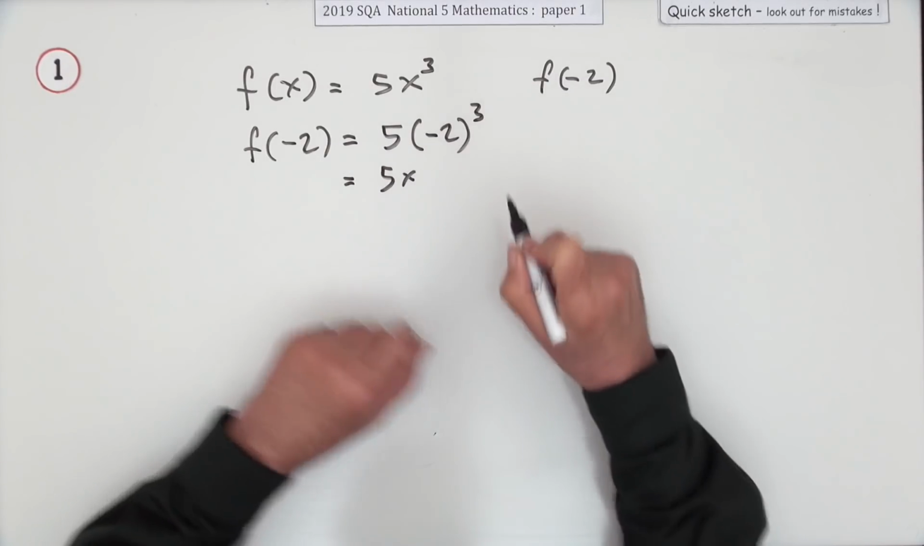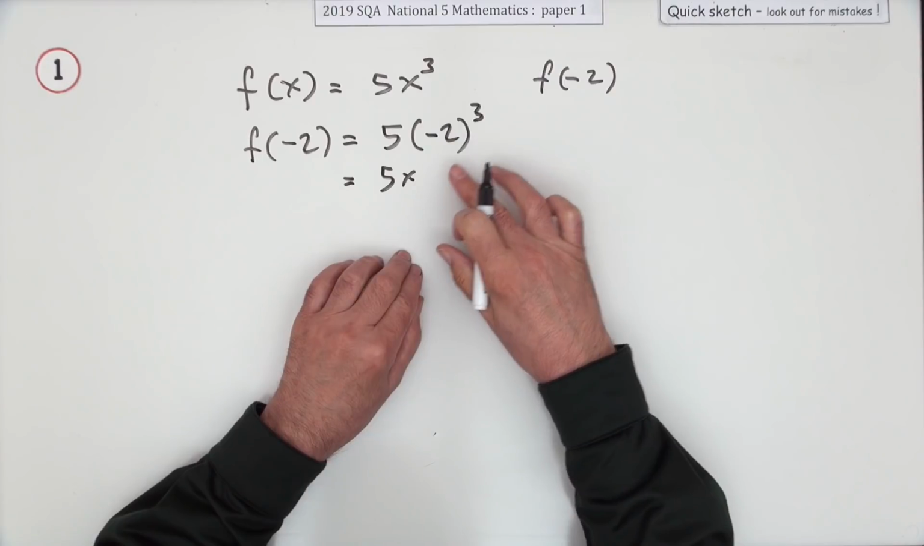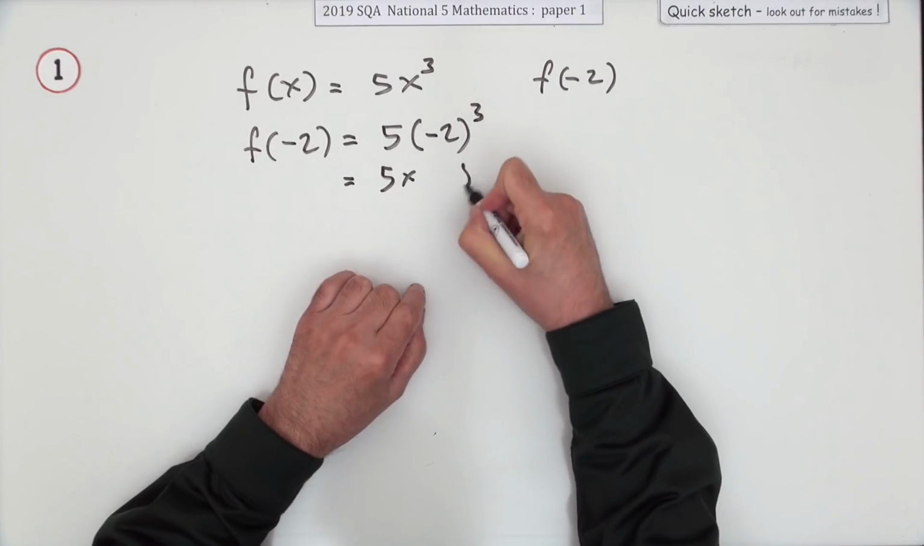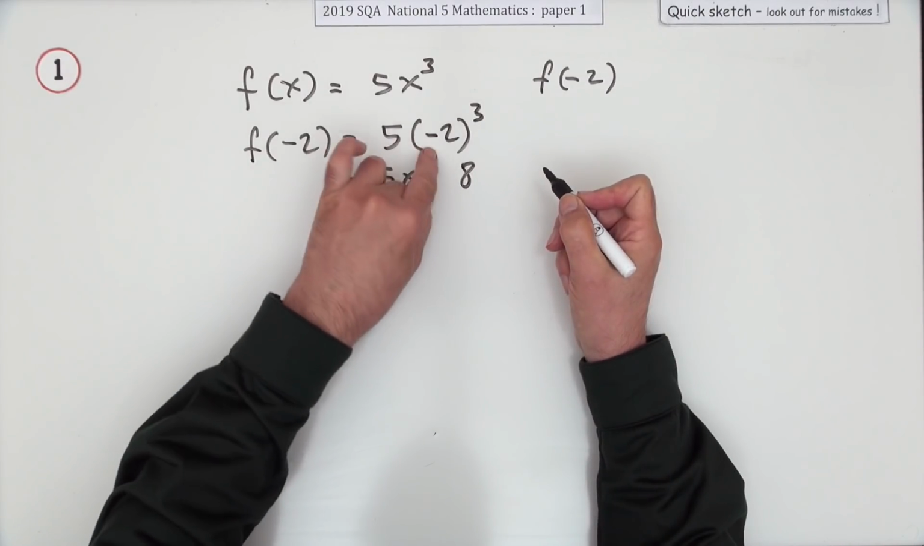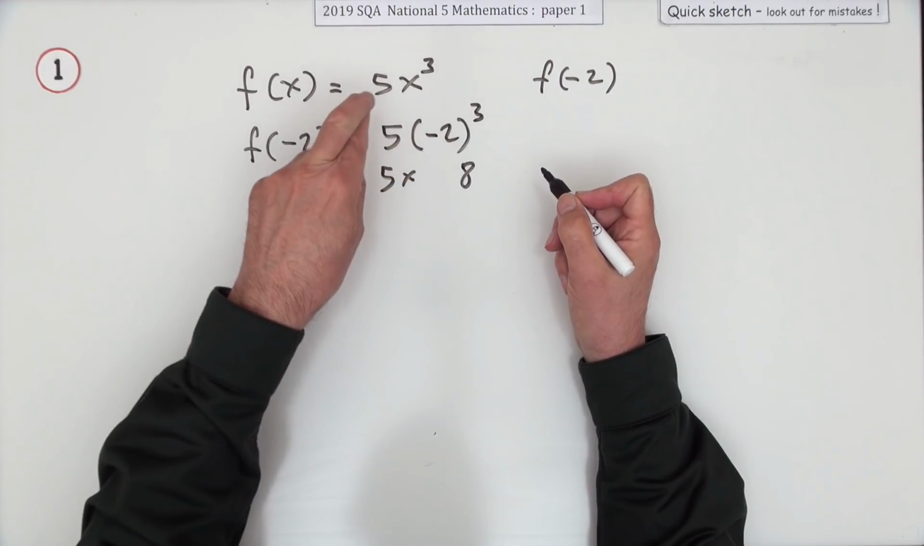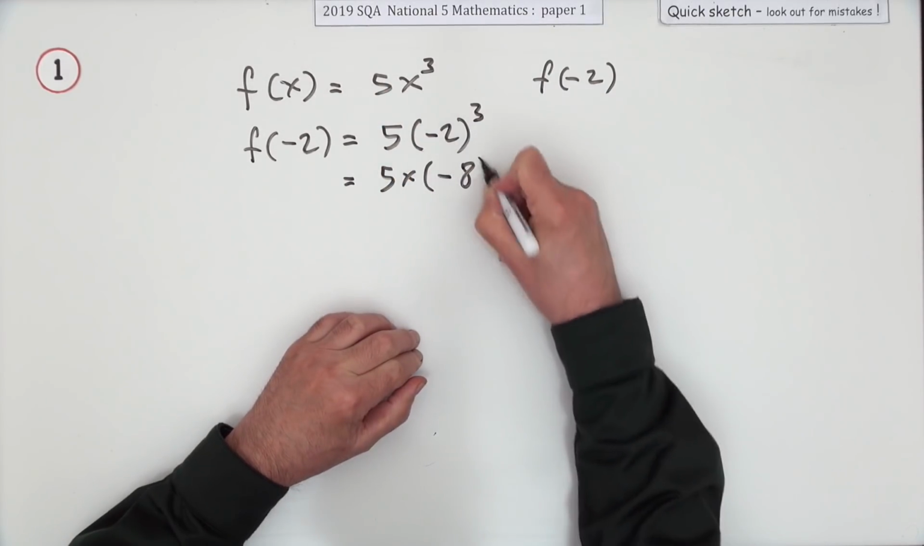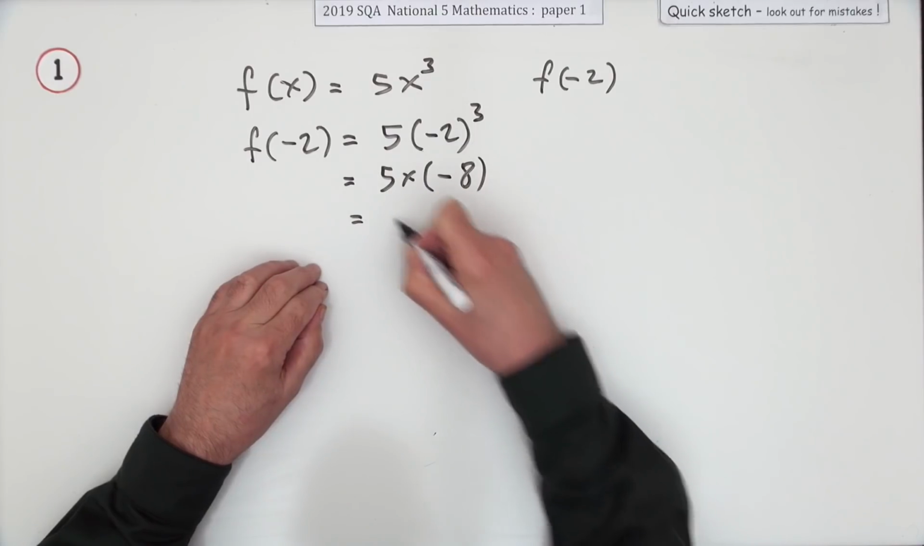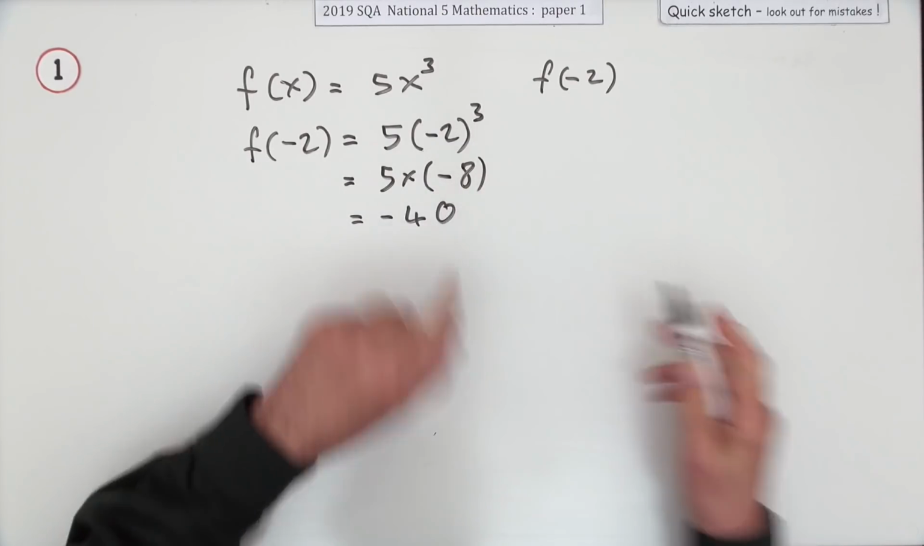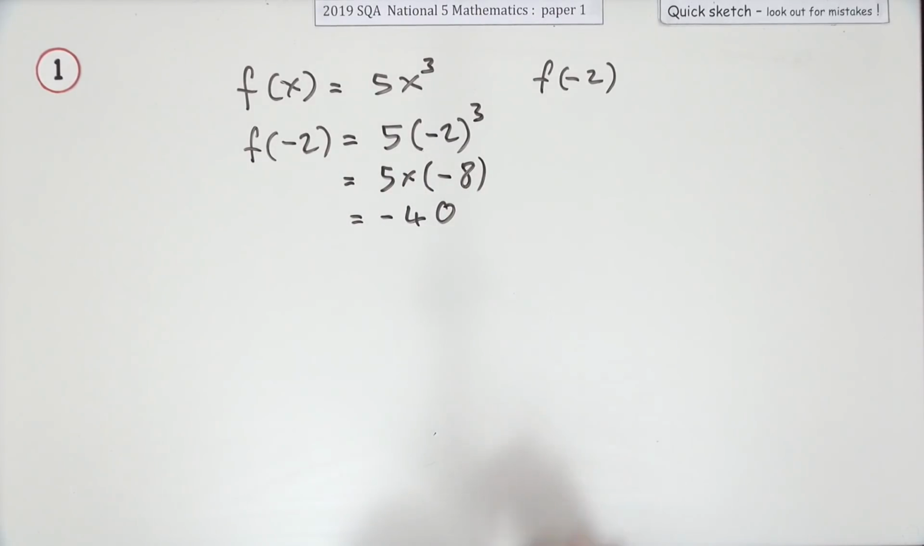Now, when you cube this number, obviously it's going to be 2 times 2 times 2, which is 8. But it's a negative times a negative times a negative. They cancel out in pairs. It's still negative, which means the answer to this is going to be -40.